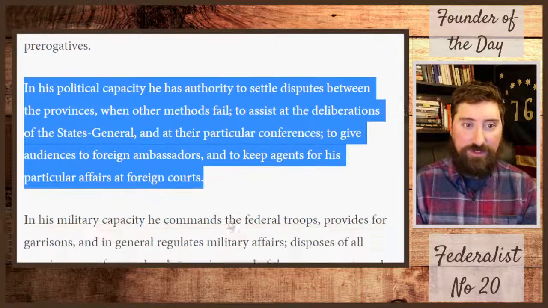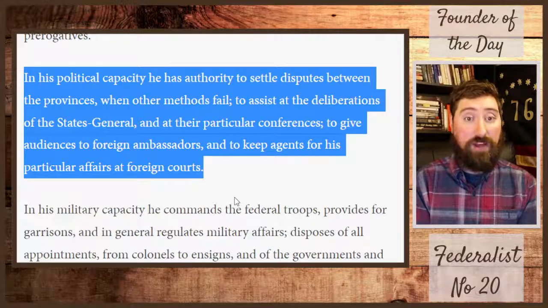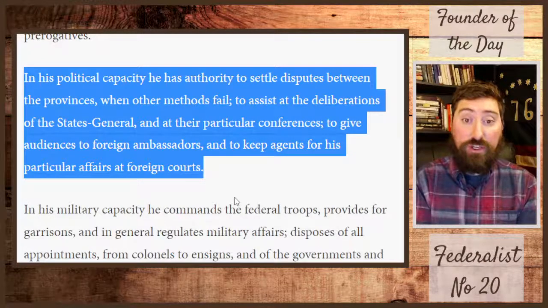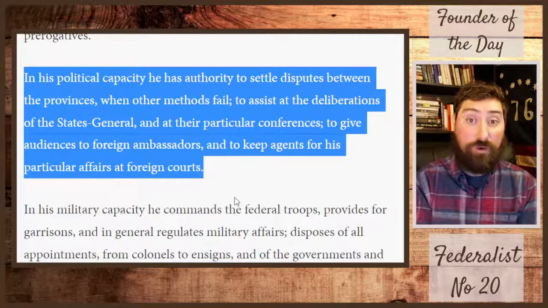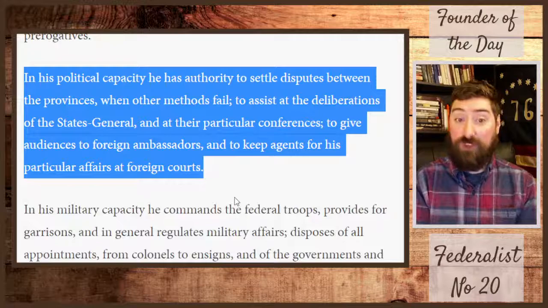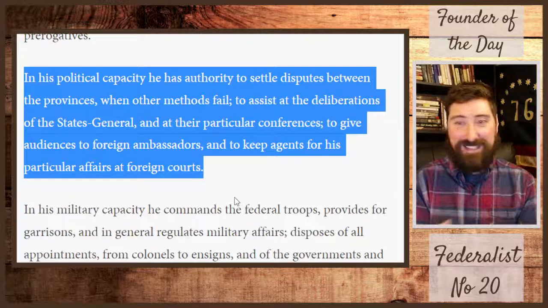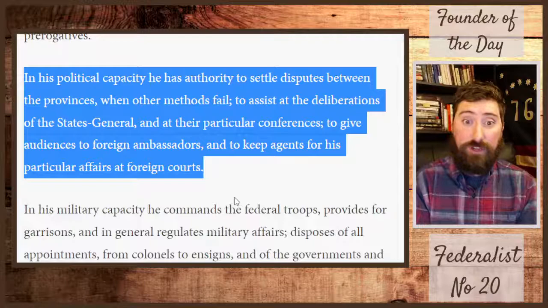What are these prerogatives? In his political capacity, he has authority to settle disputes between the provinces when other methods fail, to assist at the deliberations of the States General and at their particular conferences, to give his audiences to foreign ambassadors, and to keep agents for his particular affairs at foreign courts. So, a lot to unpack in that little sentence. When other methods fail, he can help settle disputes. So if the Estates General can't settle disputes between the different states, he can step in and settle it himself.